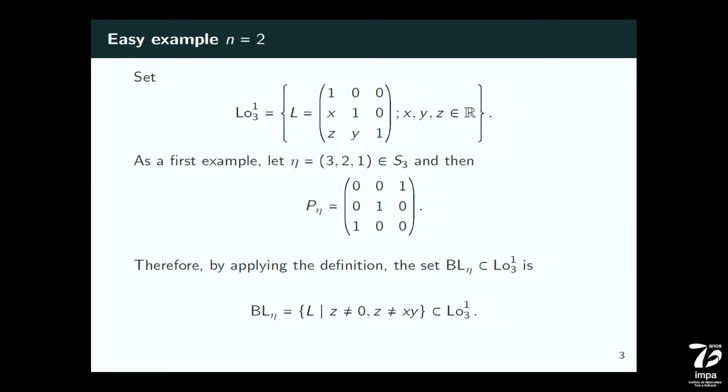Why should we have this? Because for a matrix in this set, we should have this minor determinant here. Let me explain more. The rank here should be the same as here. In this case, z should be different from 0, and this minor here, xy minus z, should also be different from 0. So in this case, z should be different from xy.